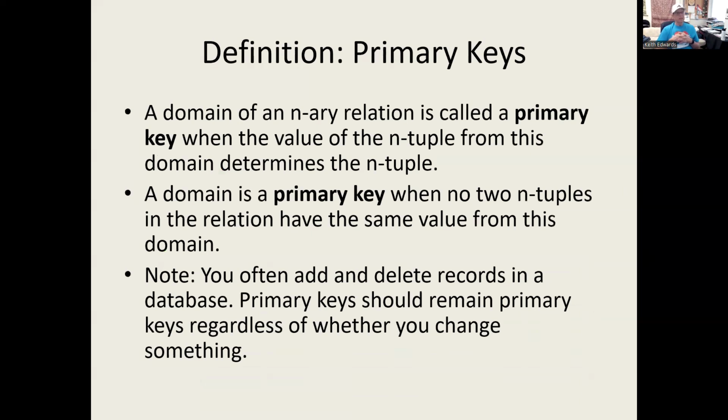So in a database, a primary key is when the value of that particular part of the n-tuple uniquely determines the n-tuple. And the domain is the primary key when no two n-tuples in the relation have the same value of the domain. You often add or delete records in a database, but primary keys should remain primary keys regardless of whether you change something. So, for example, at UH-Hilo, your student ID would be a primary key. We could use that to look you up, and it would uniquely identify you within some of our academic systems, such as STAR.